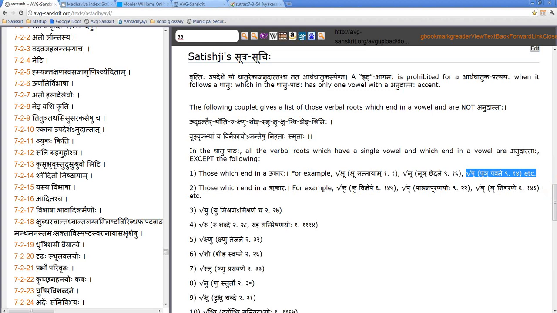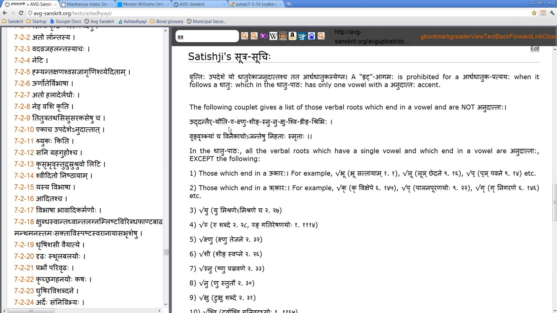Rukaranta dhatavaha. So kru vikshepe, kru palana purana yoho, gru nigarane. These kinds of dhatu which end in a rukaraha, dirgha rukaraha, they also will be udattaha. They are the exceptions. You would expect normally a dhatu ending in a vowel to be an anudatta dhatu, but these are exceptions. So a dhatu ending in a ukaraha or a rukaraha is udattaha.